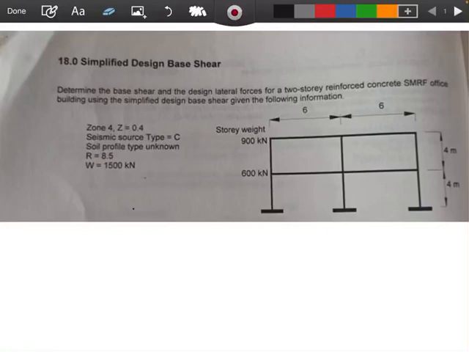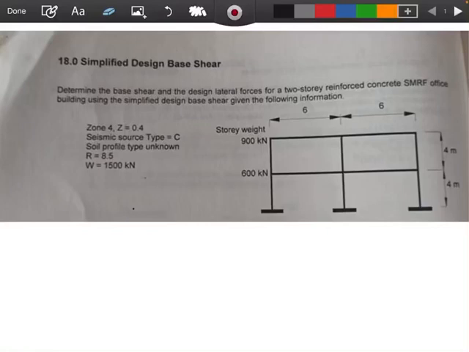So, our lesson is about simplified design-based shear. There are three methods in finding the design-based shear. We have the simplified design-based shear, the static, and the dynamic design-based shear. Let's start with the simplified design-based shear.